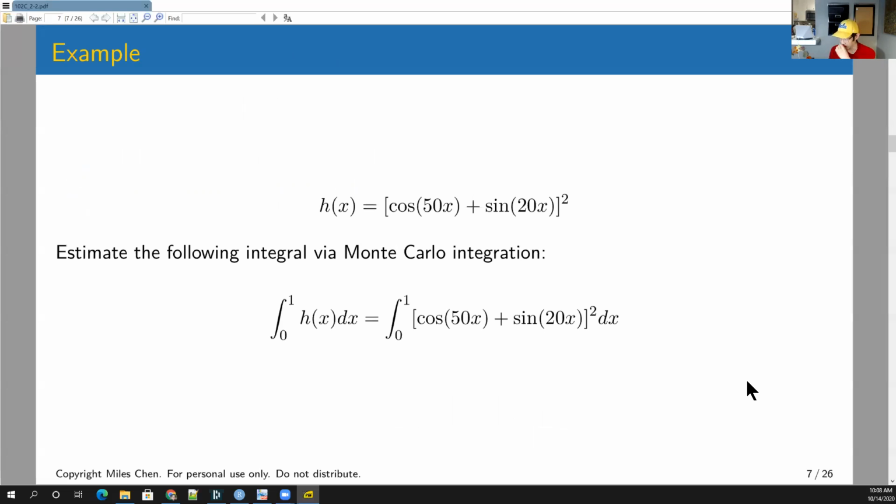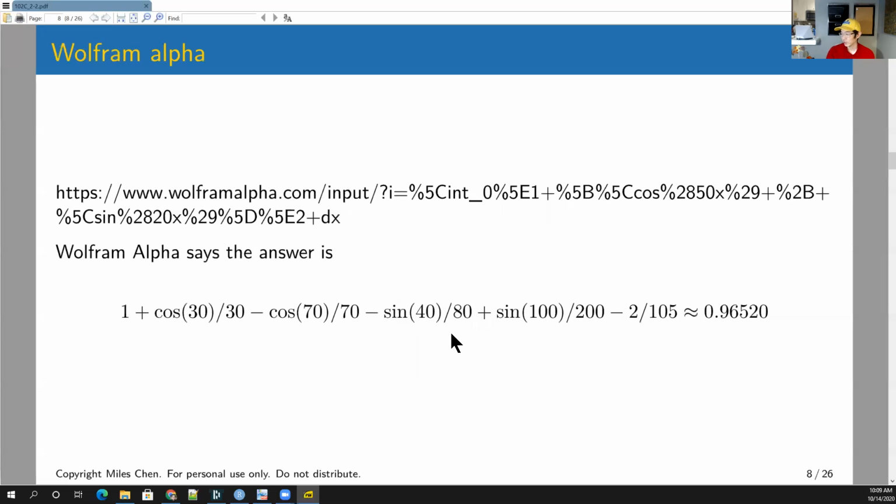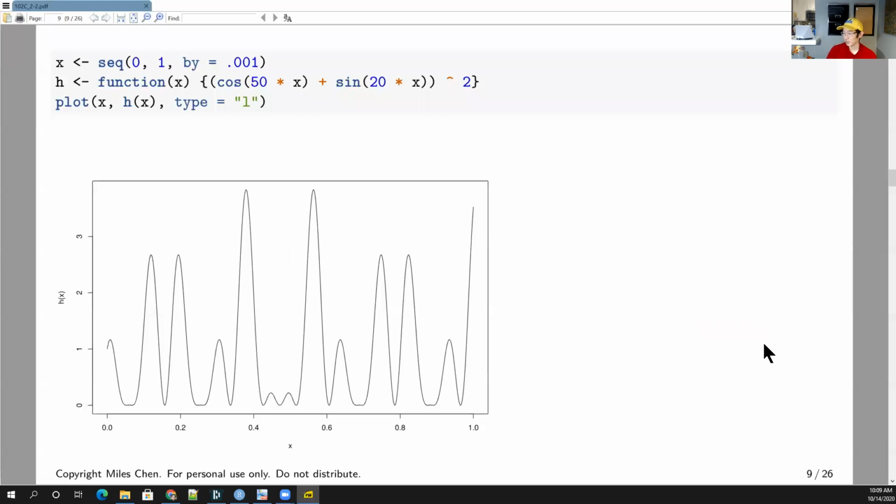So let's take a look at this function, and we're going to try to estimate the integral via Monte Carlo integration. What we want to do is find the average value of the function from 0 to 1, and then multiply by the width of the interval. If you compute it analytically, you get 0.9652, and so we're hoping to find something similar to that. Here is what you get if you plot the function. It looks like this, and we want to evaluate basically the area underneath this squiggly line.